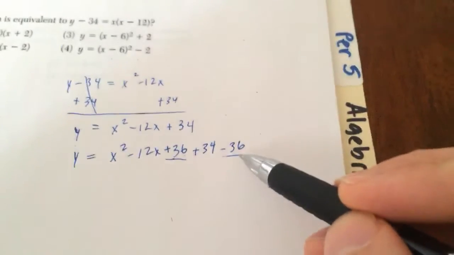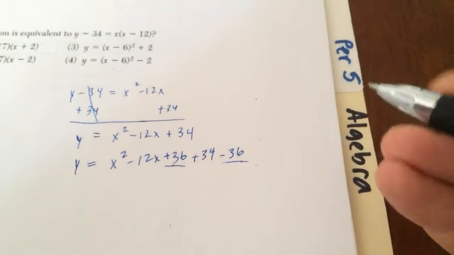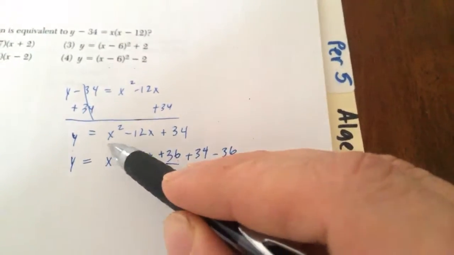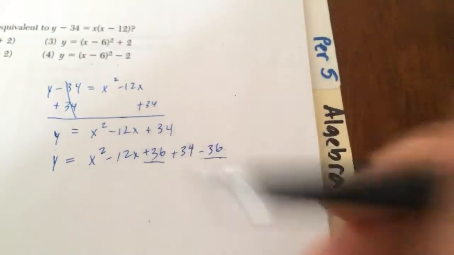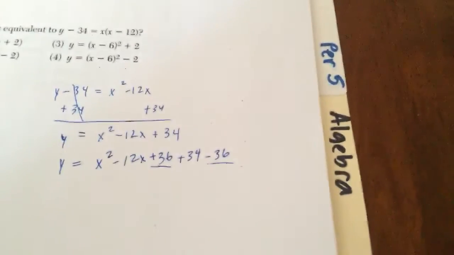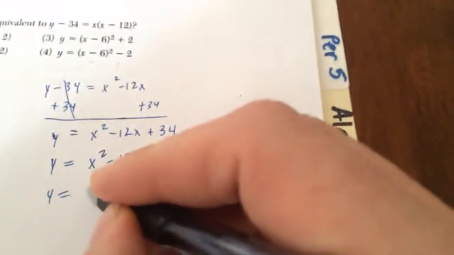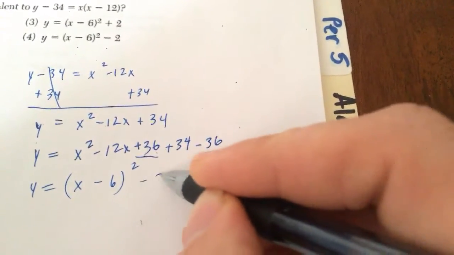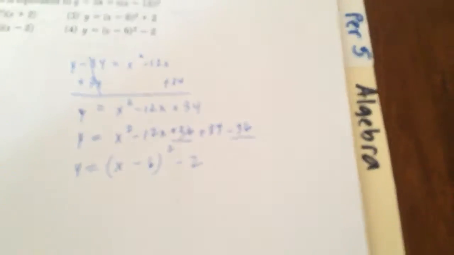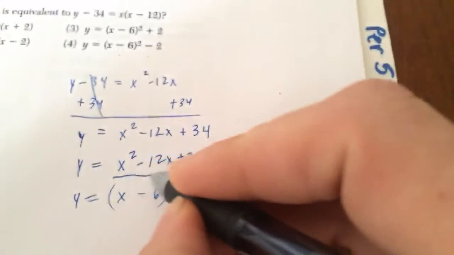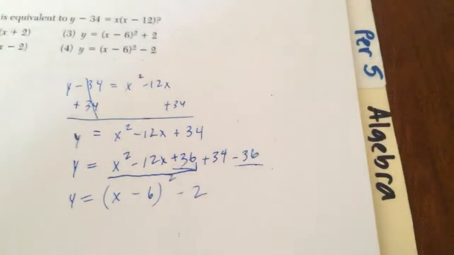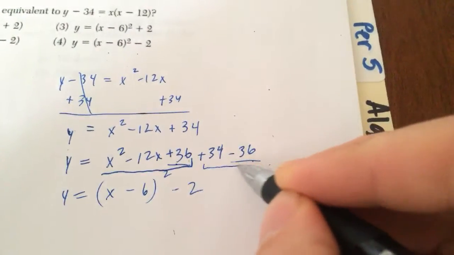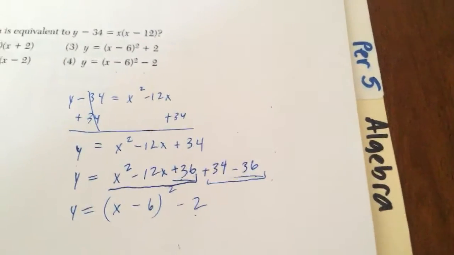Because positive 36 minus 36 basically adds up to 0, and that means that this equation is equivalent, because I haven't technically changed the value. So now I can factor this as that. This turns into x minus 6 squared, and then I simplify: 34 minus 36 is minus 2.